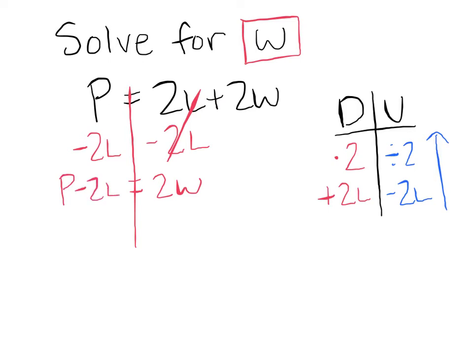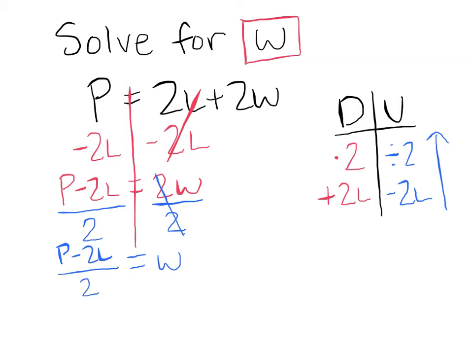Now I'm going to go back to my undo chart. The last thing I need to do is divide by 2. So I'm going to divide that side by 2 to get W alone. But since it's an equation, I need to also divide the other side by 2. So 2 over 2 is 1, and I'm left with W on that side. On the other side, we have perimeter minus 2L divided by 2.